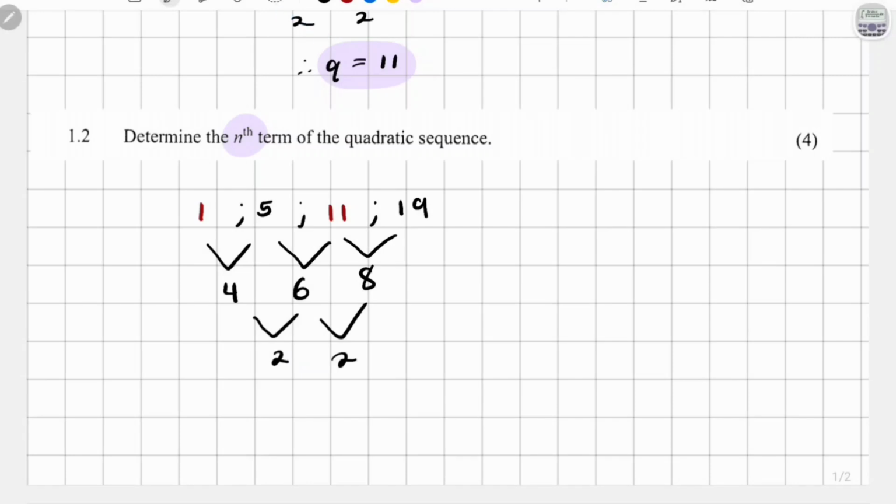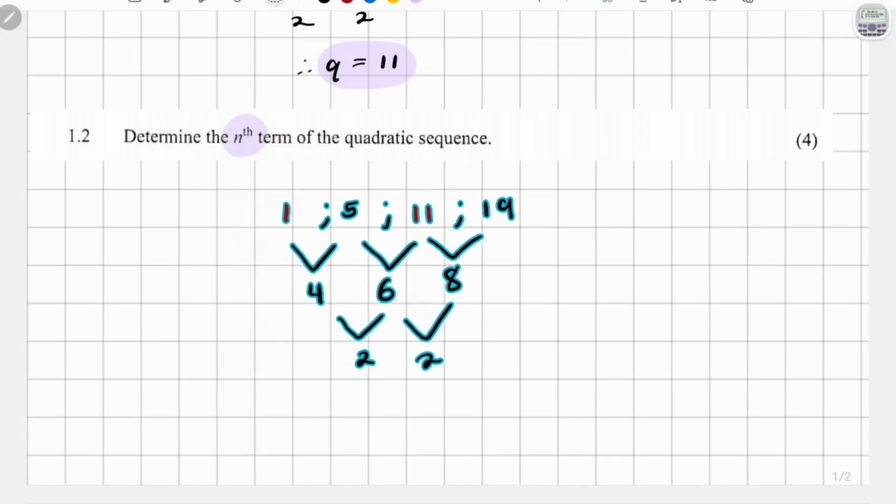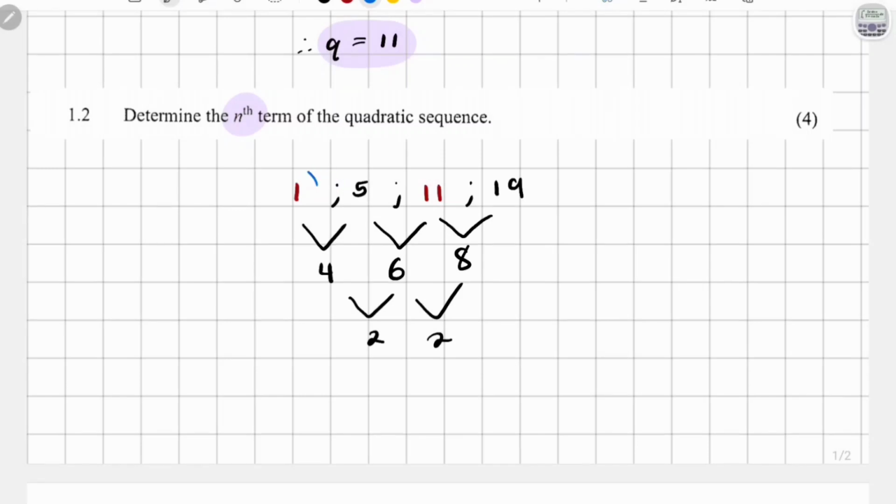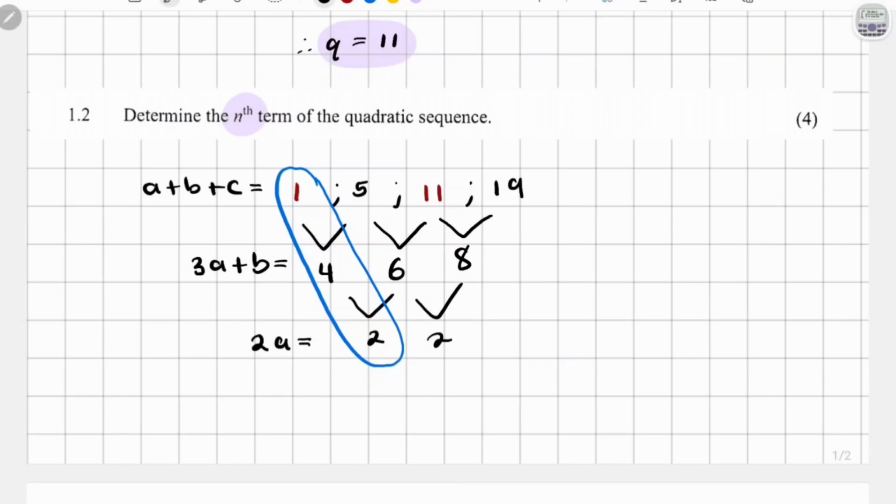So now that we have this, we can go ahead and find the general formula. The general formula is found by saying, you see all of these first terms in each of these rows, right? We're going to equate them to the following. The 2, you're going to equate it to 2a. 2a is equal to 2. And then the first term here, you're going to equate it to 3a plus b. And then this one, you equate it to a plus b plus c. So this is just something that you have to remember when working with quadratic patterns.